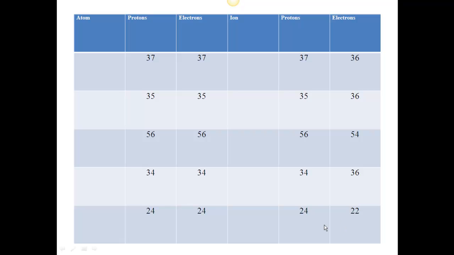All right. Now these are a little bit different. Here I'm given the number of protons, and you'll notice my protons and electron numbers, because I'm balanced, are all the same. Okay? So if I look up number 37 on the periodic table, that's rubidium. If I look up number 35, that's bromine. And number 56 is barium. And number 34 is selenium. And number 24 is chromium, that shiny stuff on your car. All right.